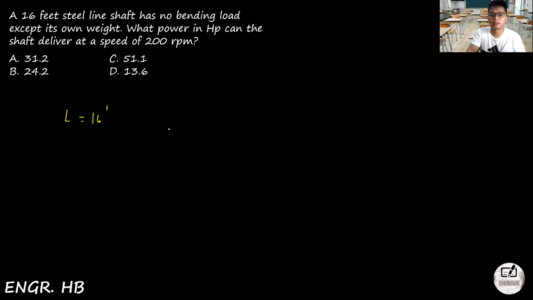So kung babalikan natin kanina, meron tayong formula na kapag may dalawang cases tayo. So the first case is no bending load except its own weight. So merong relationship si length and diameter. So that was L is equal to constant times D raised to 2/3. So we all know that kapag no bending load except its own weight, so that was equal to L is equal to 8.95 cube root of D squared or 8.95 times D raised to 2/3. So ang kailangan length mo is in feet para magkaroon ka ng diameter in inches here or vice versa.